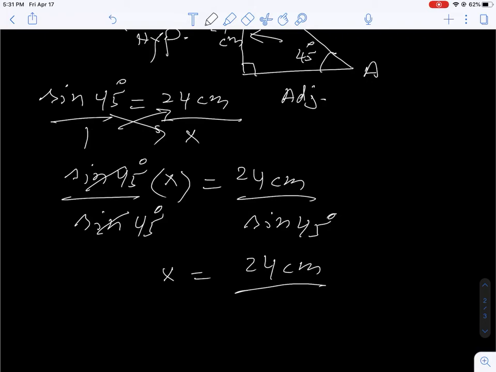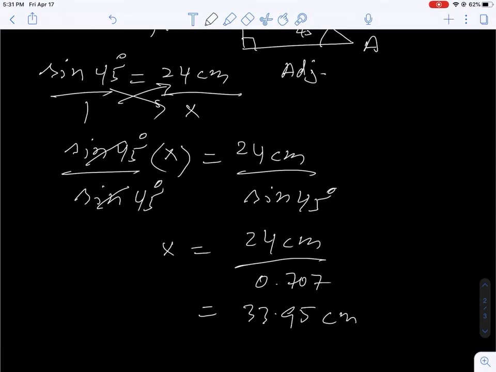I'll punch in sine in my calculator, and 45, it is 0.707, and 24 divided by 0.707 will get 33.95 centimeters. So our hypotenuse is 33.95 centimeters. That will be our answer.